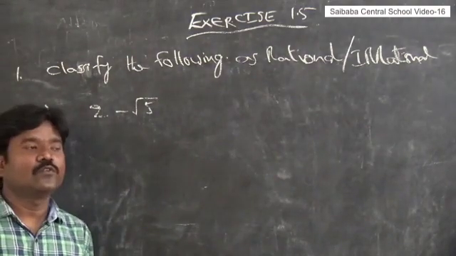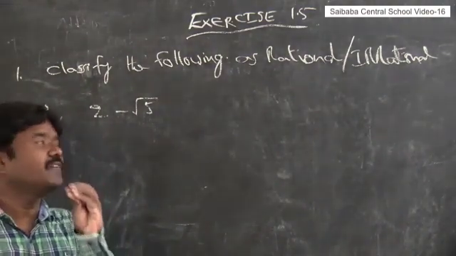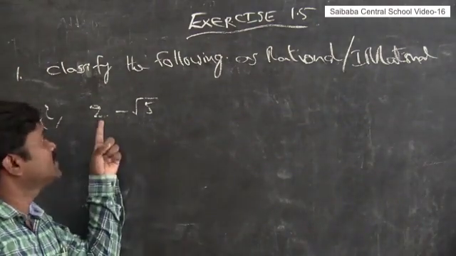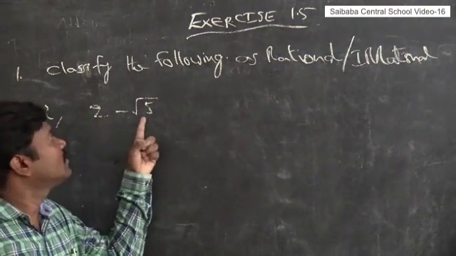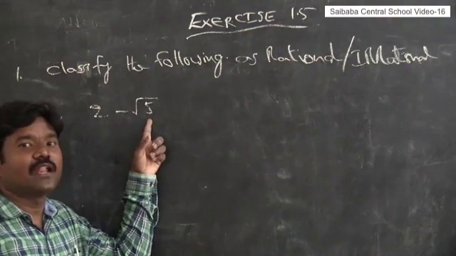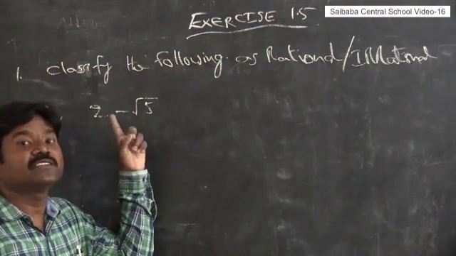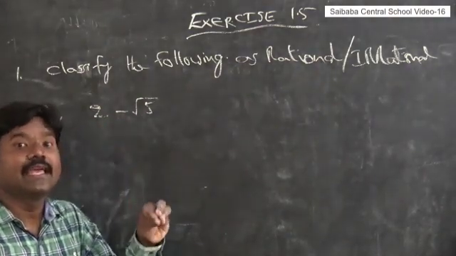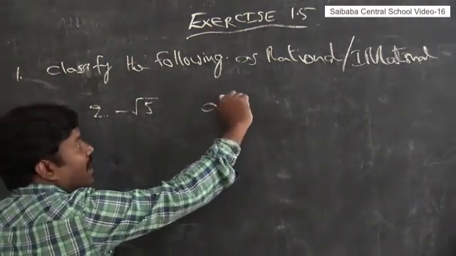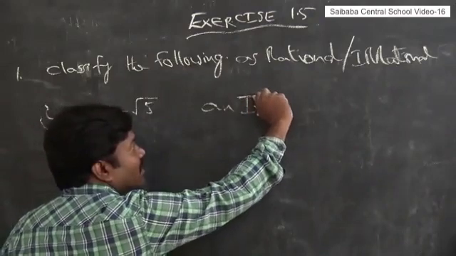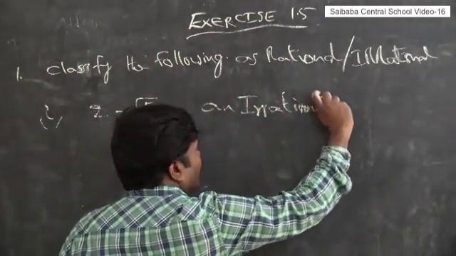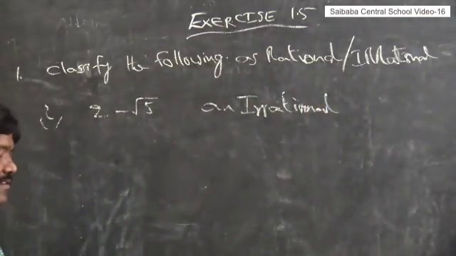Don't go for blind answers. Please see what type of numbers are there and what type of combination is given. What is this? Rational. What is this? Irrational. The difference between rational and irrational, already explained, is again an irrational number. Then what is your answer? An irrational number.